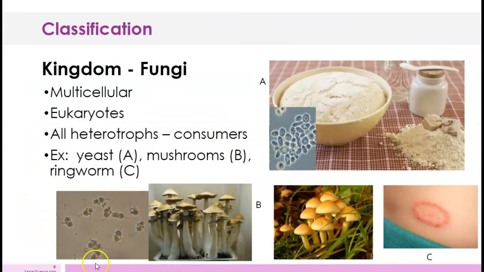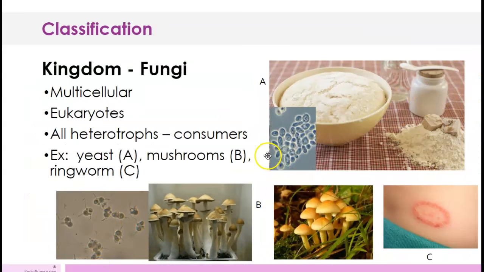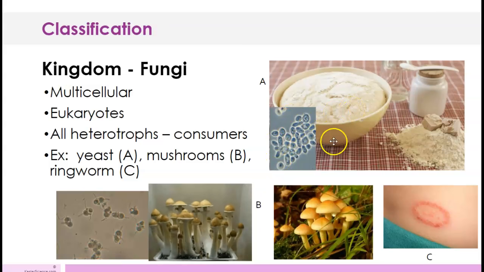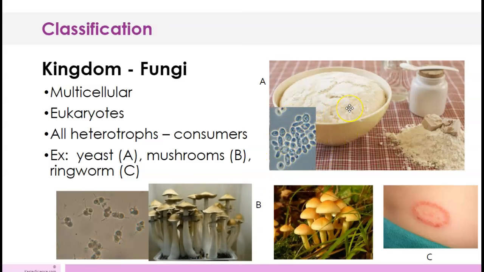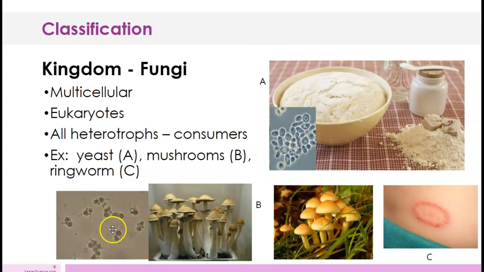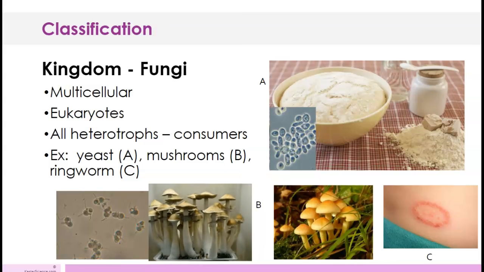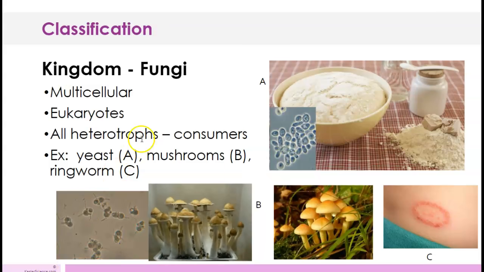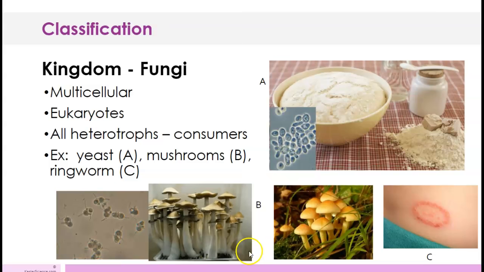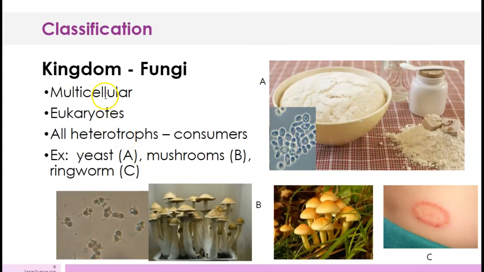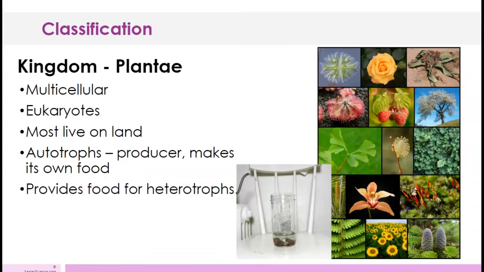Your kingdom fungi, we got some microscopic versions of this. Your yeast over here on A, here it is under the microscope. Yes, that's the same kind of yeast you would put in bread. Mushrooms over here, and then ringworm over there. These again, they have to eat or consume. These are decomposers down here. They're going to break down things, and they are multicellular because you can see them with your naked eye.